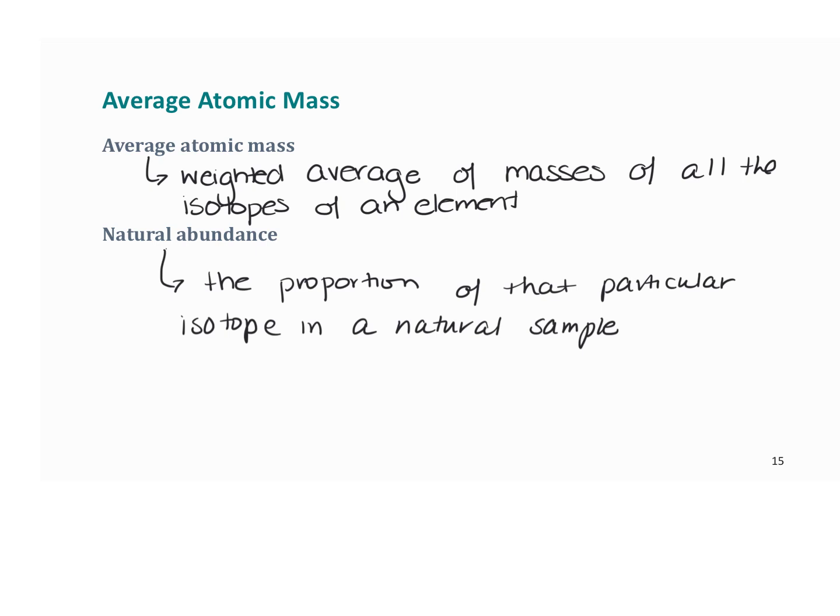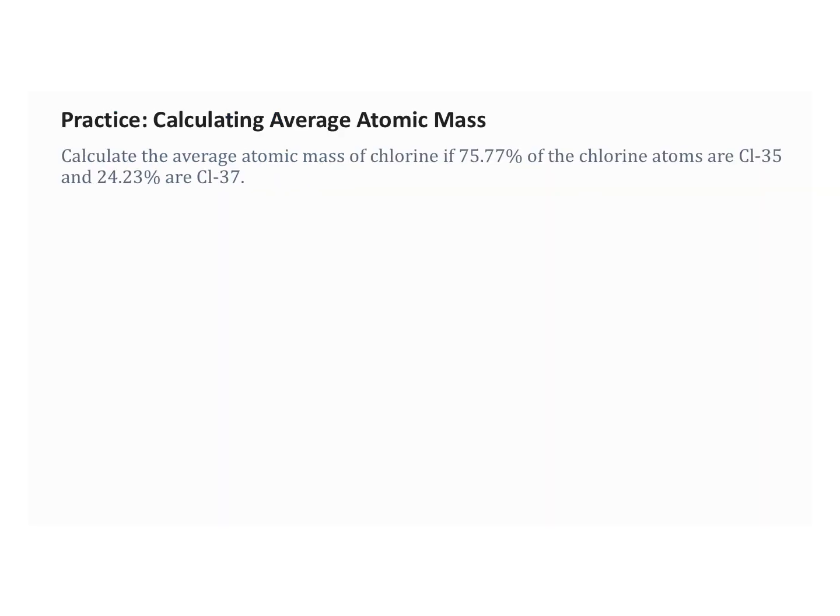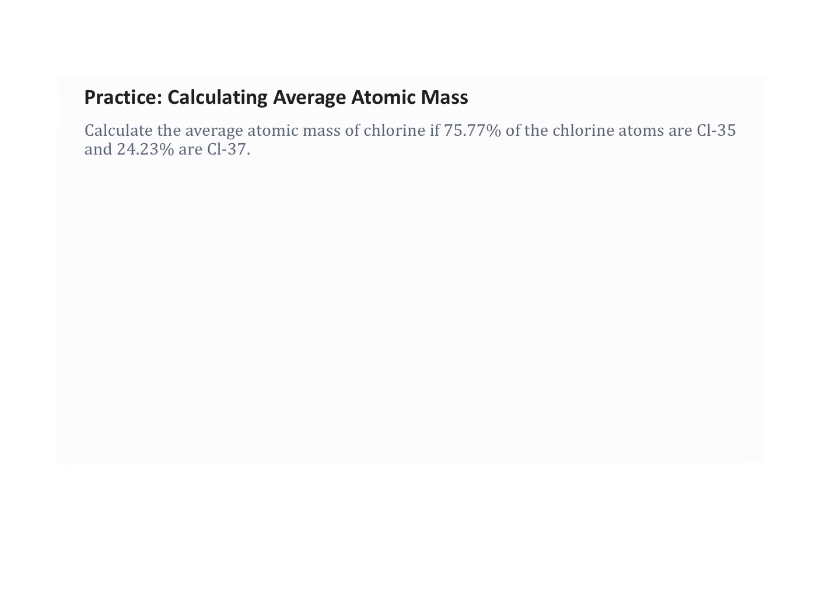So let's look at how we calculate an average atomic mass. We are going to look at this problem. We're going to calculate the average atomic mass of chlorine if 75.77% of chlorine atoms are chlorine 35 and 24.23% are chlorine 37. For the time being in chemistry, numbers are really going to be important. And so the 75.77 goes with the chlorine 35 and the 24.23 goes with the chlorine 37. And those are the numbers that we're going to deal with.